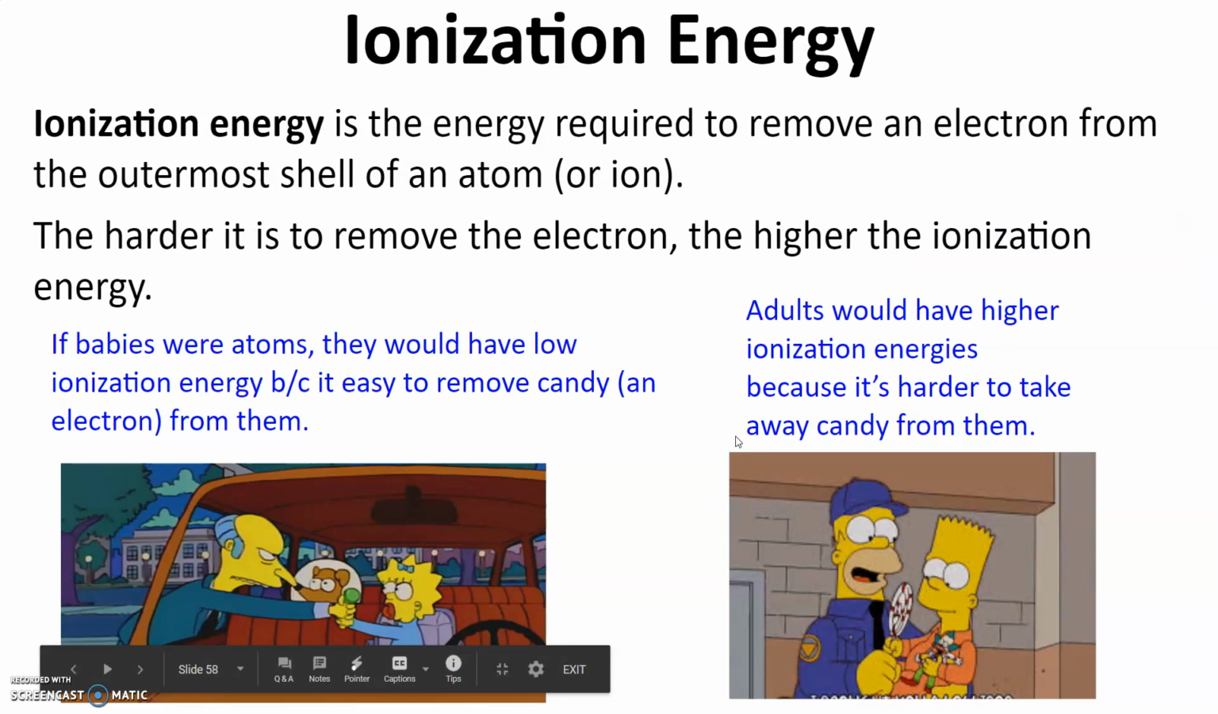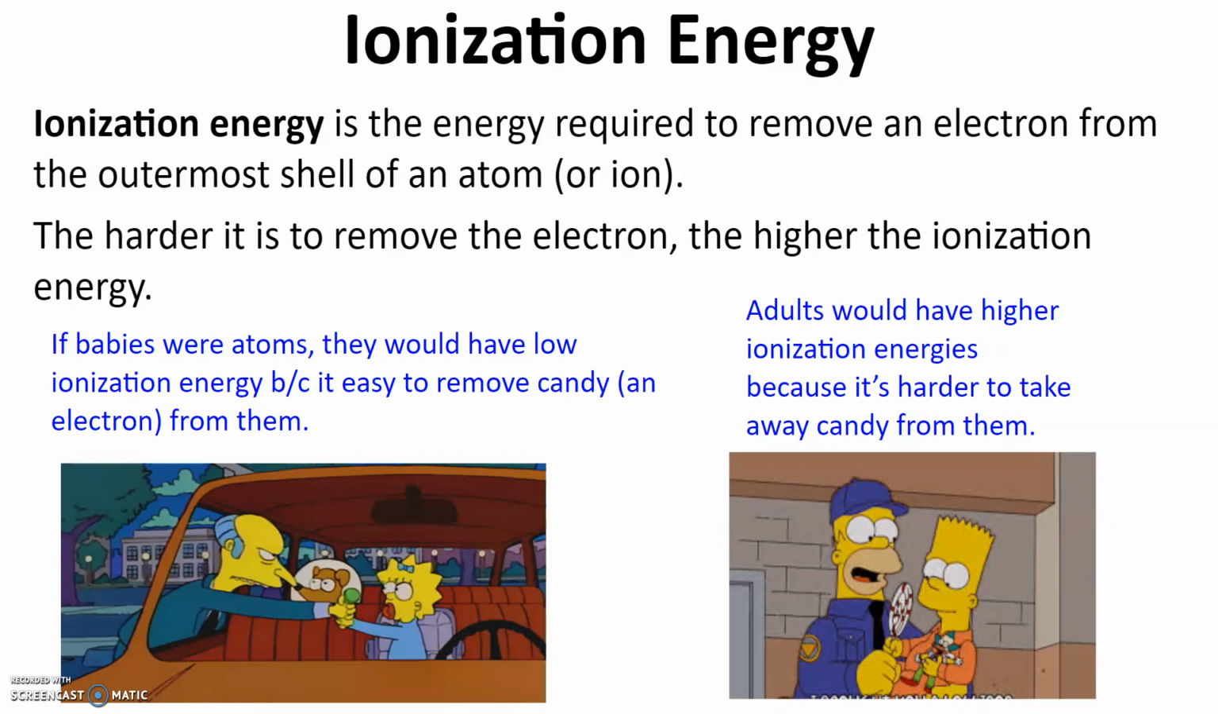The next trend is the ionization energy, and that's the energy required to remove an electron from the outermost shell of an atom or ion. I like to think of this as like taking candy from a baby. So how much energy is it going to take you to remove a candy or electron from a baby? Not that much, because babies have a low ionization energy. They're not holding on to it very tightly.